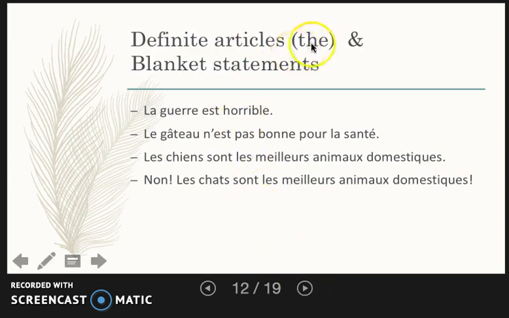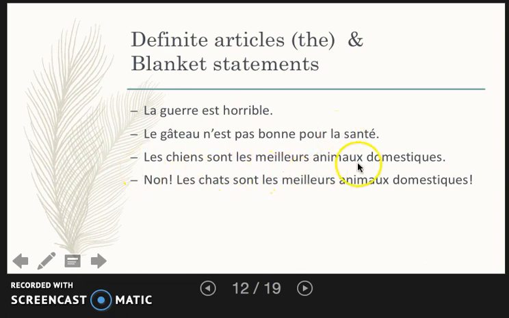Definite articles mean the again, and we're going to use definite articles for any blanket statements. For example, war is horrible. La guerre est horrible. All of war. This is a blanket statement. Le gâteau n'est pas bon pour la santé. All cake, so the cake, isn't good for the health, anybody's health. So we're using the definite the.